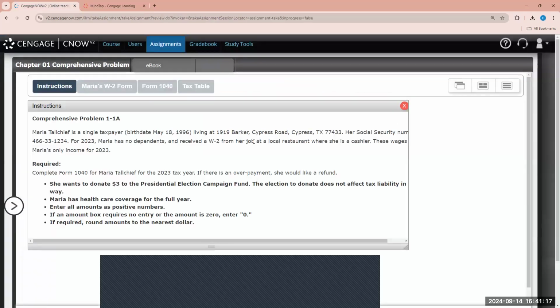All right, so we'll get back to the problem. So again, we've read through the information. Maria, she is single. She just has this one job. So it wants us to complete Form 1040. One key thing to keep in mind, she lives in Texas.